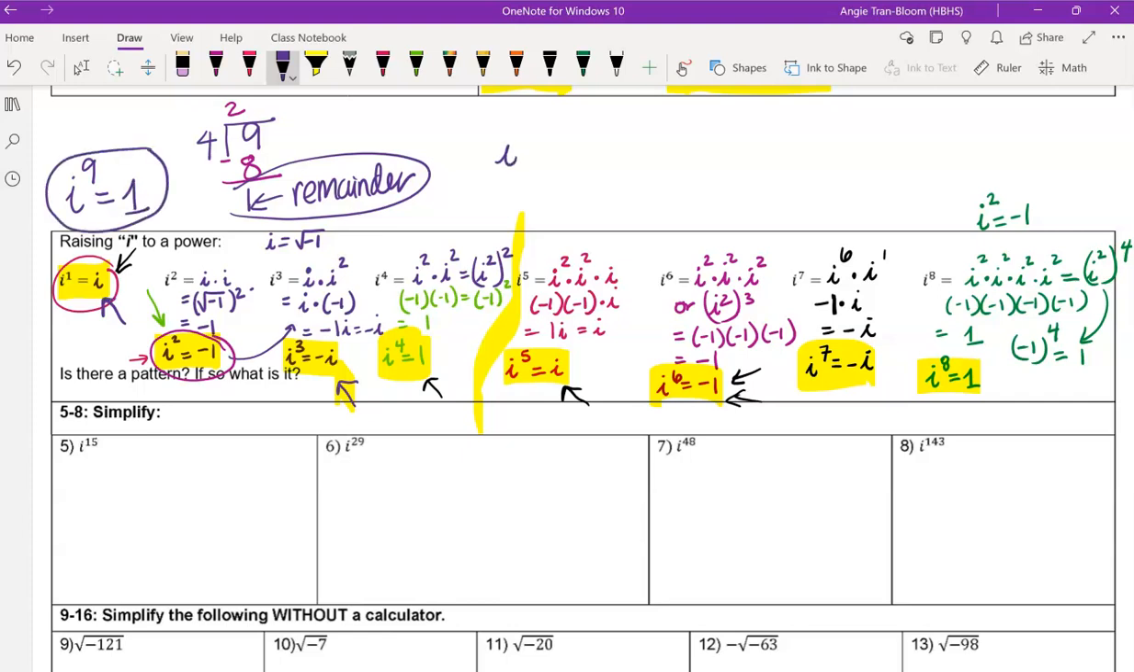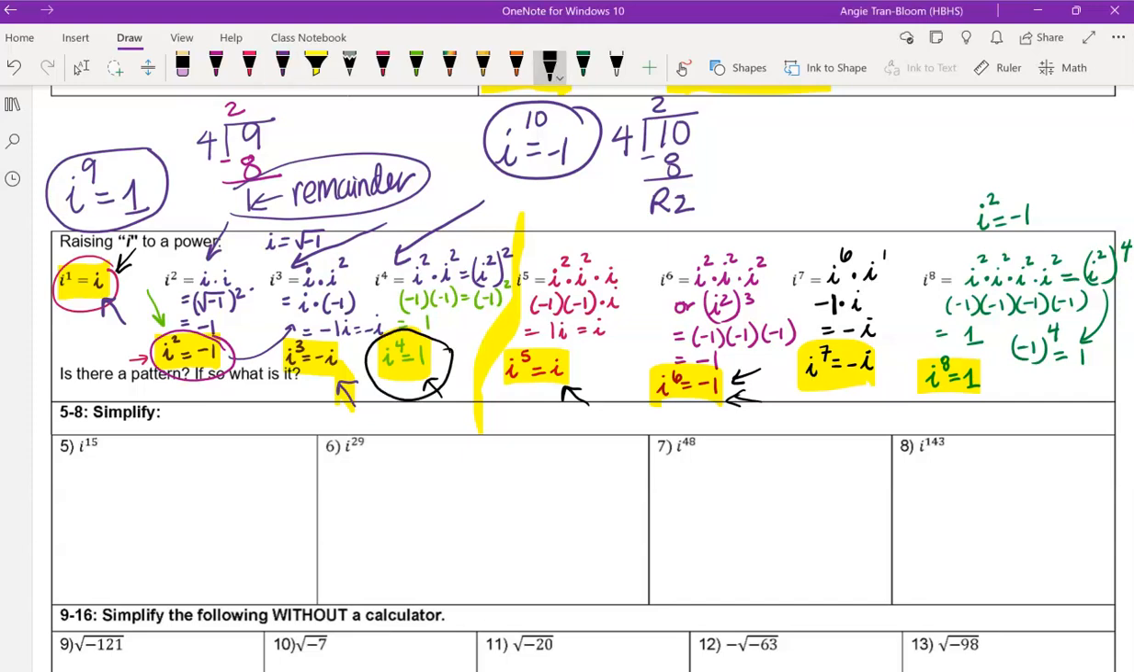Okay? So let's do this one, i to the 10th. Take 10 divided by 4. That's going to give us 2. 2 times 4 is 8. Your remainder is going to be 2. If your remainder is 2, then i squared. So that means this i to the 10th is going to be -1, and so on and so forth. If your remainder is 3, then it's going to be -i. If your remainder is 4, then it's going to be +1. My apologies. I meant to say if you have no remainder, okay? If you divide by 4, you shouldn't have a remainder of 4. If you have no remainder, then your final answer will be a 1.